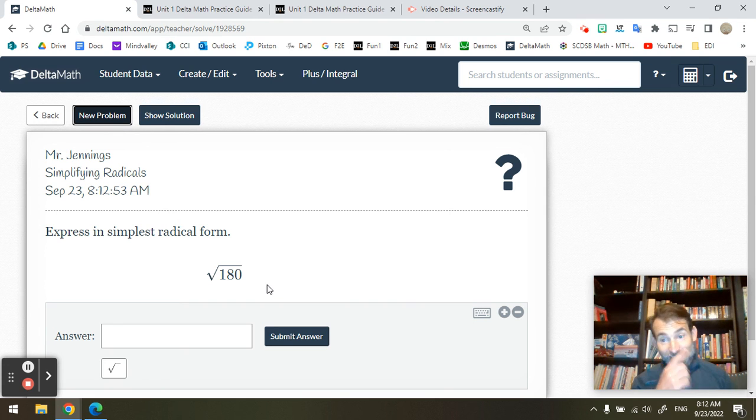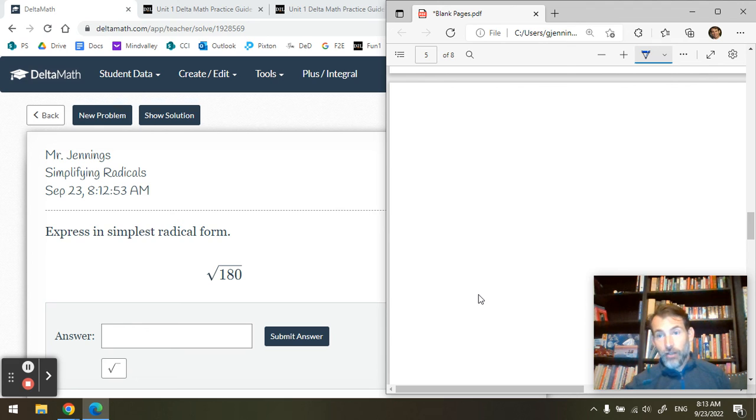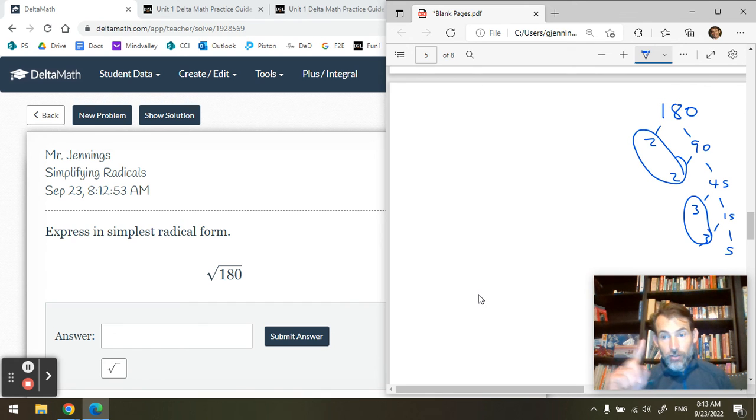Okay. 180 is 36 times 5. So this is how you do these when you have to do scratch work. If you're really lost, you look at the number and you're not sure, make a factor tree. 180 divisible by 2 leaves 90. Divisible by 2 leaves 45. Divisible by 3 leaves 15. Divisible by 3 leaves 5. There's a pair of 3's and a pair of 2's. One factor of each pair jumps outside, multiplies themselves, gives us 6 root 5.